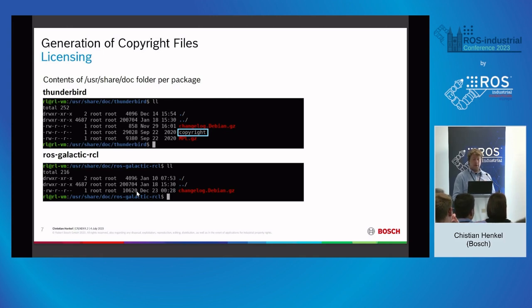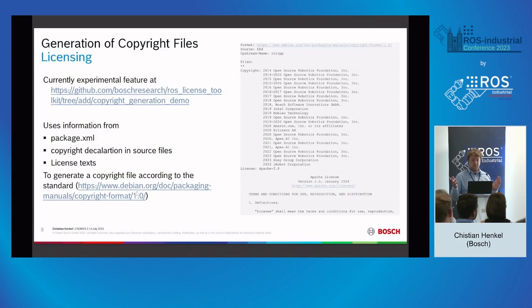So the second idea: since the linter was already taking apart all of this, I decided to add this just as a feature. It's currently an experimental feature under this branch that you can reach by this link. But it basically uses all of this available information from the package XML, also license declarations that are in the source files, and also the available license text to compile a copyright file. And on the right, you can see one example that I created for the RCL-CPP package. That's just an example of how one of these copyright files looks.